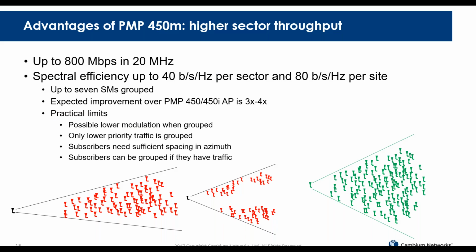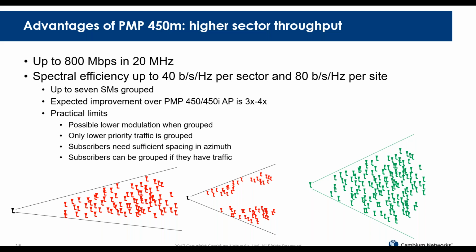Well, the main advantage of the PMP450M access point is clearly the higher sector throughput because of the massive MU-MIMO feature. In a 20 megahertz channel, the PMP450M can have up to 800 megabits per second if you have MU-MIMO both in the downlink and in the uplink direction. This is a spectral efficiency of up to 40 bits per second per hertz in one individual sector. And if you deploy 4 sectors in a site with an AB-AB frequency reuse, meaning that the 2 back-to-back sectors use the same frequency, then the spectral efficiency per site is up to 80 bits per second per hertz.